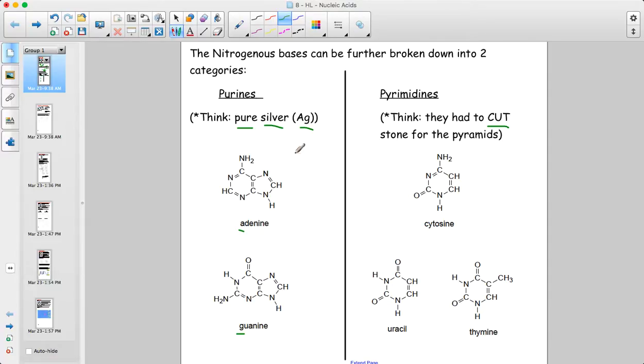I don't know what you're going to use to try to remember it, but that's my way. Those are my helpful tips. If you can remember just one of them, then you can figure out the remaining ones if they're not in that first category. So if you can just remember purines is Ag, then the other ones must be pyrimidines.